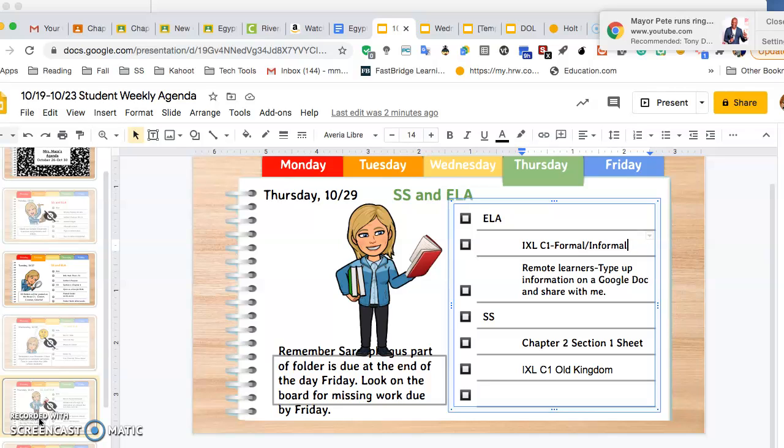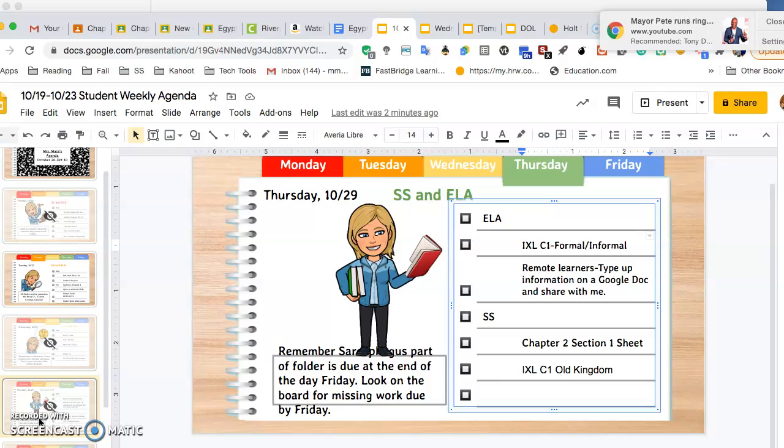It doesn't have to be real long, probably maybe 5 sentences long. If you do it on a Google Doc and then share it with me, then I'll be able to see it and look at it and give you a score for that. Okay, so for English, 2 things. IXL C1, talking about the author's tone, and then typing up information about Egyptian pyramids.